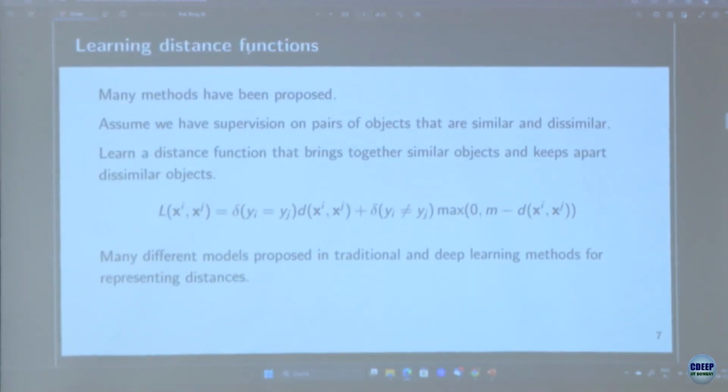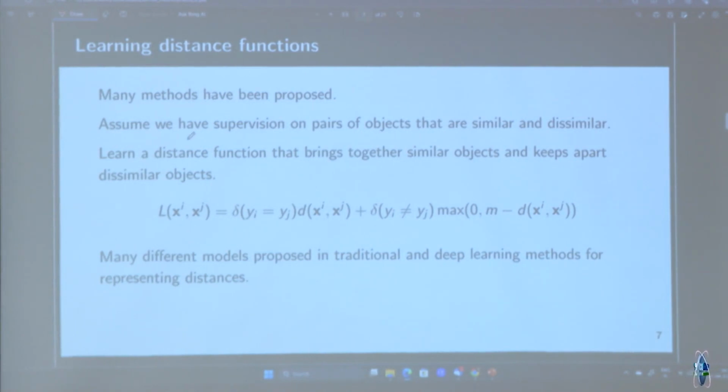So we have to learn the distance functions. Now this, as I told you, is a classical problem. Over the last 20 years or more, many different methods have been proposed for learning distance functions. You don't have to assume some fixed Euclidean distance or anything. You can learn the distance function at training time using labeled data.